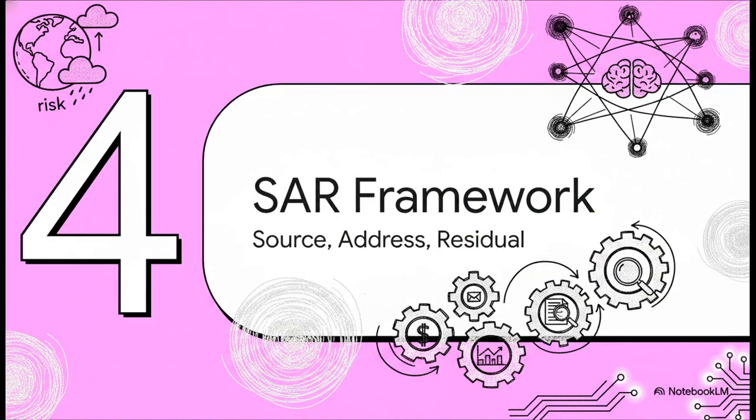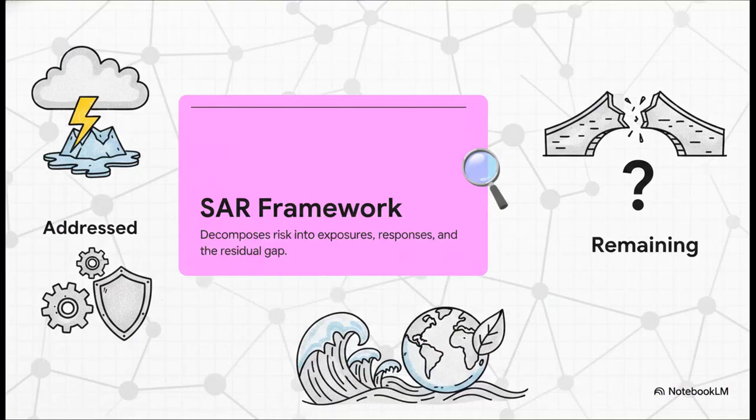That brings us to Section 4, the SAR framework explained. Now, SAR stands for Source, Addressed, and Remaining. Please memorize that acronym, because it is just brilliant in its simplicity. Instead of just handing a bank an arbitrary letter grade, the SAR framework decomposes supervision into 3 completely computable buckets: the source of the potential risk, the addressed actions the firm has actually taken, and the remaining residual gap.